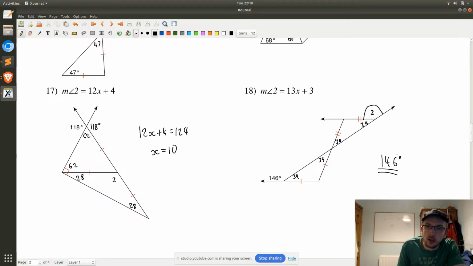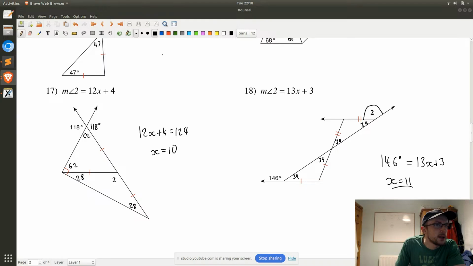And hold on now, just a second. That's equal to 13x plus 3, right? So take away the 3 and you get 143, which means that x must be 11. And we check, and that's correct. And that's good.